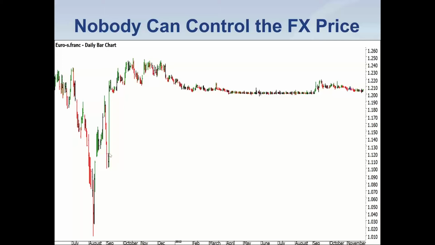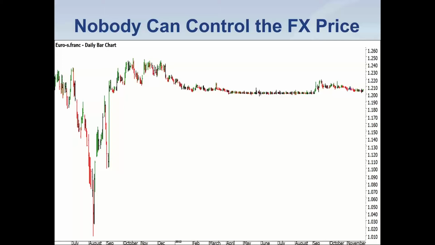So on this day here, the 6th of September 2011, the Swiss National Bank decided that they wanted the euro-Swiss franc exchange rate to be at 1.20 or higher. And they came out and said that. As you can see, the euro Swiss franc was trading at about 1.10 at this point here. And it shot up 1,000 points in the day on that announcement, up to this 1.20 level. And the Swiss National Bank said, we are going to defend that price of 1.20, whatever it takes.